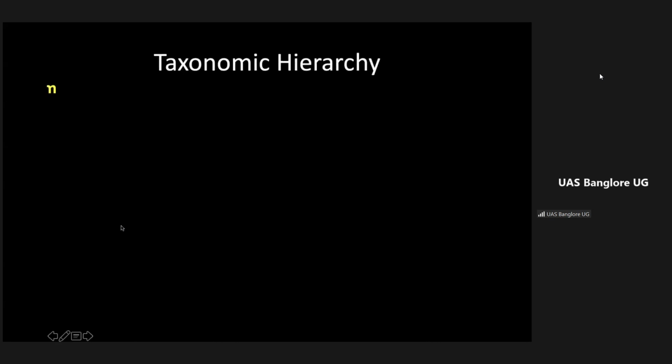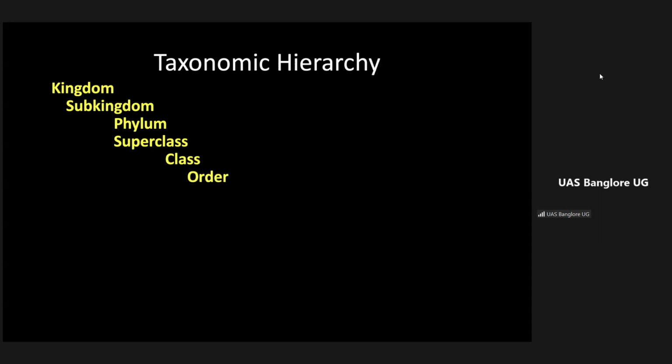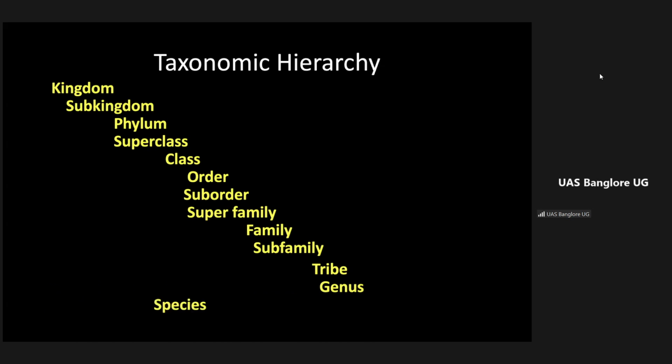Okay, you know the taxonomic hierarchy. They will ask you to write the taxonomic hierarchy of an insect, for example. What comes first? Kingdom, then subkingdom, then phylum, then subphylum, superclass, then class, then order, suborder, then superfamily, family, subfamily, then tribe, and then the genus. Genus again will have subspecies. This is how the taxonomic hierarchy goes on. Please remember: kingdom, subkingdom, phylum, superclass, class, order, suborder, superfamily, family, subfamily, tribe, genus, and species.